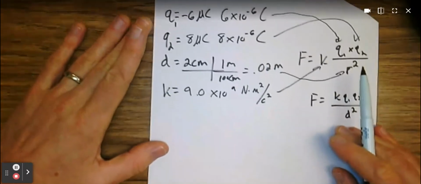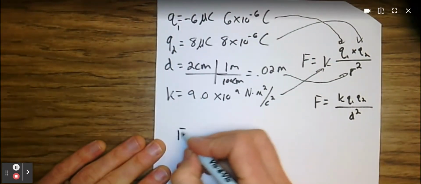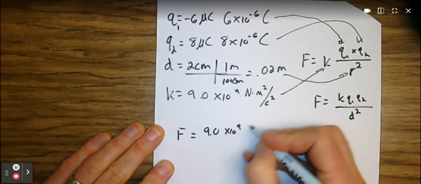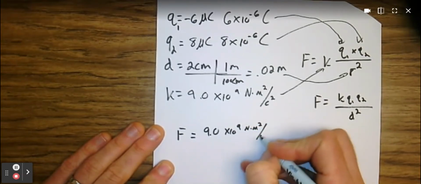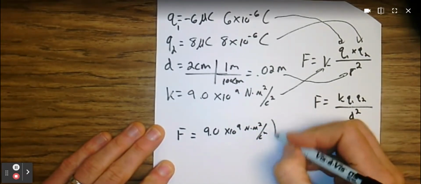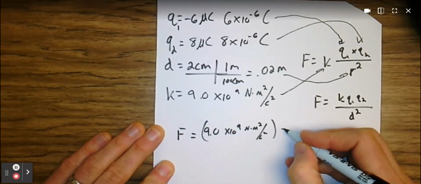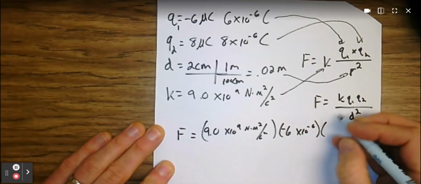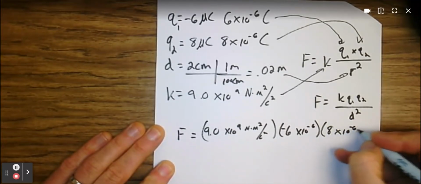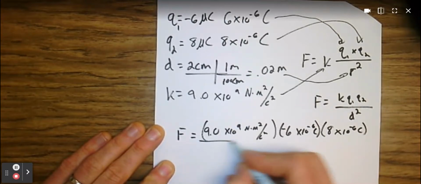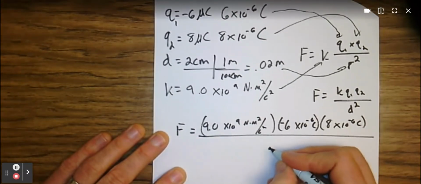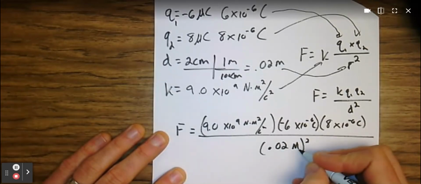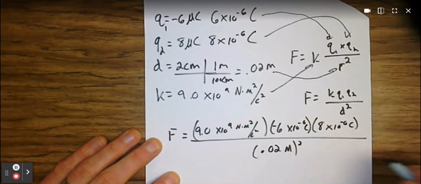When I write it out, it's going to look like F equals 9.0 times 10 to the ninth newtons meters squared over coulomb squared, times negative 6 times 10 to the negative 6th, 8 times 10 to the negative 6. These are coulombs, all over 0.02 m squared. And that should be a lowercase m. Silly me.